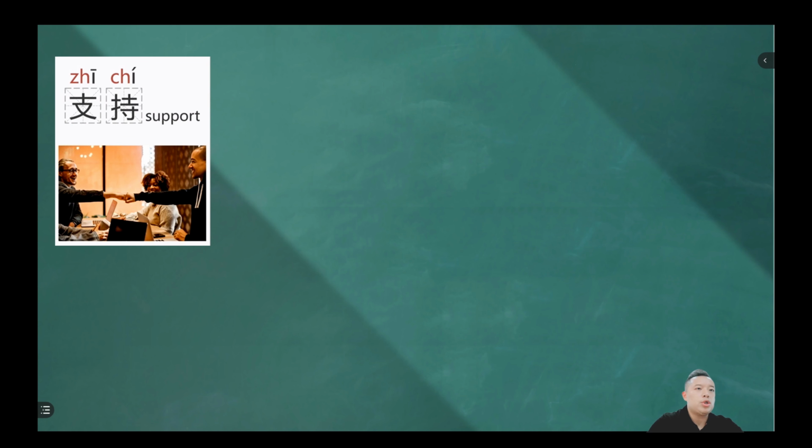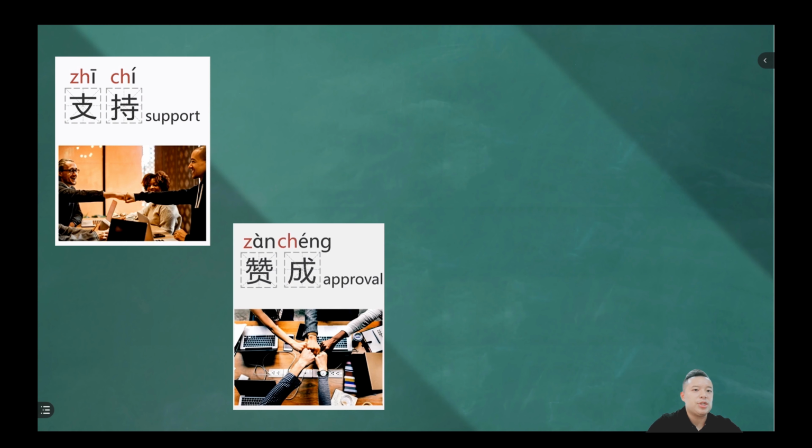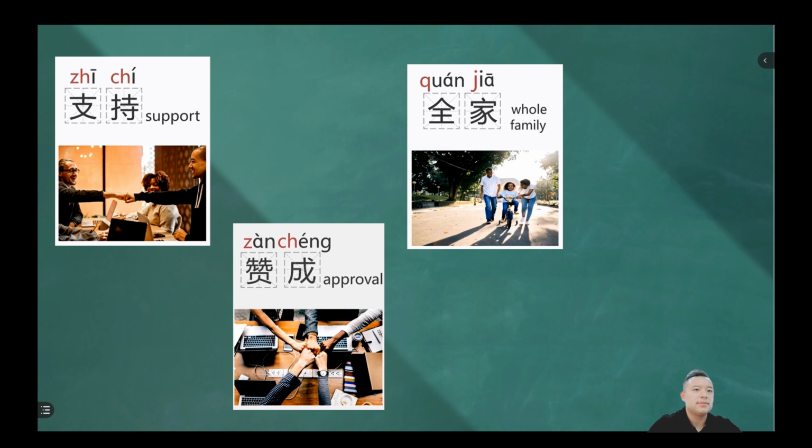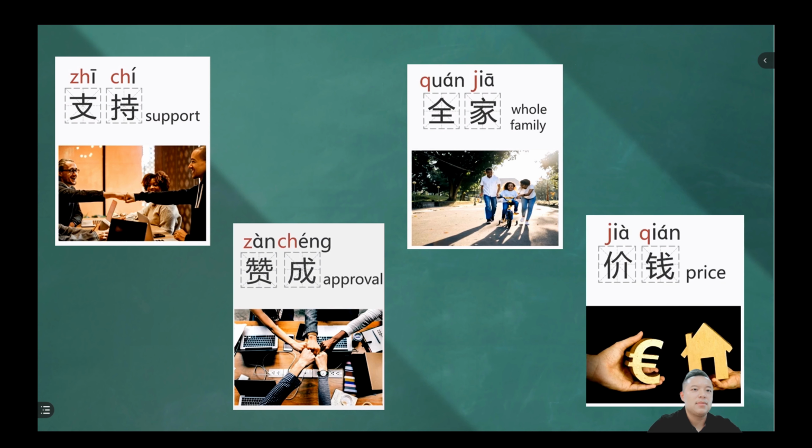支持，支持, support, 支持. 赞成，赞成, approval, 赞成. 全家，全家, whole family, 全家. 价钱，价钱, price, 价钱.